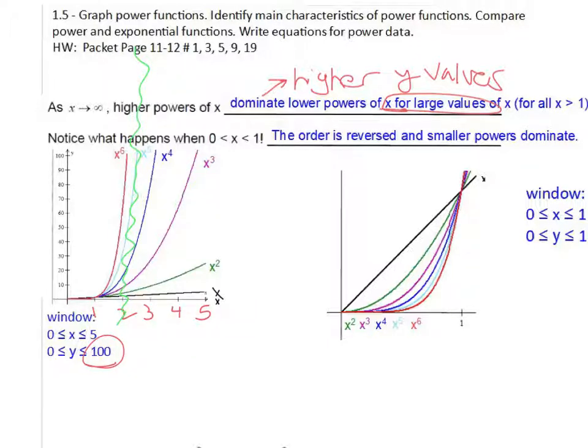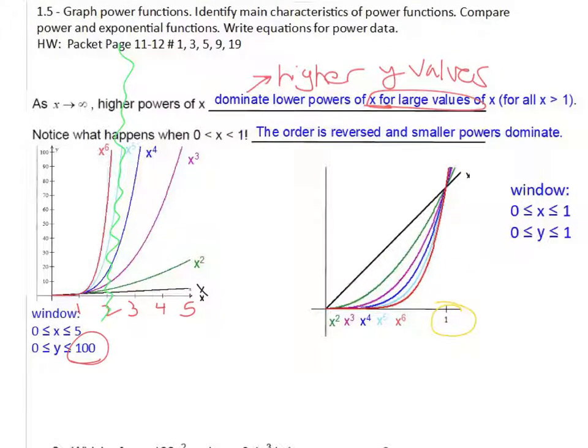So as x goes to infinity, the functions that have the higher exponents will have higher y values than functions that have lower exponents. Now, if we look only to an x value of 1, that's reversed. It's switched. The smaller powers will dominate, meaning have a higher y.